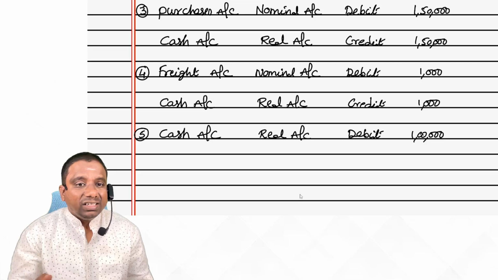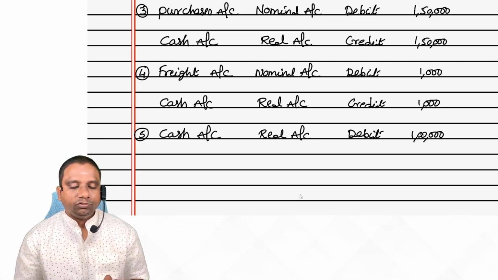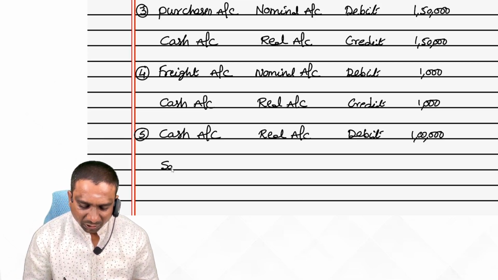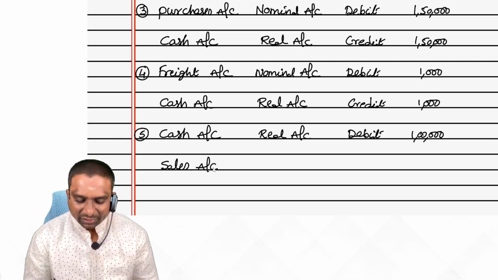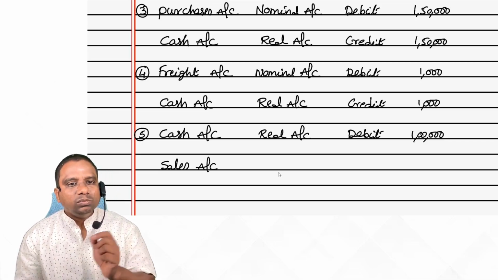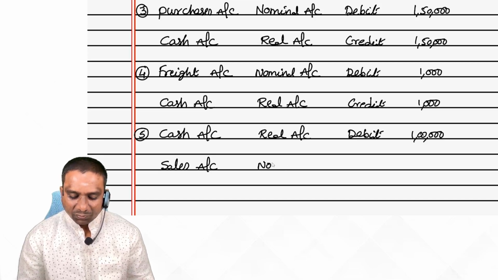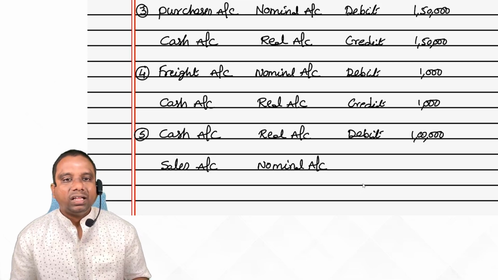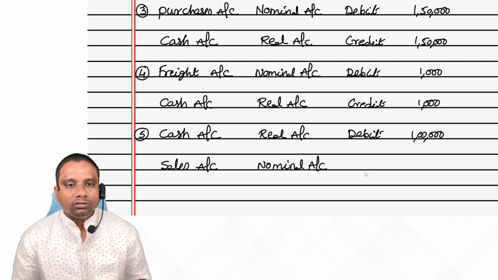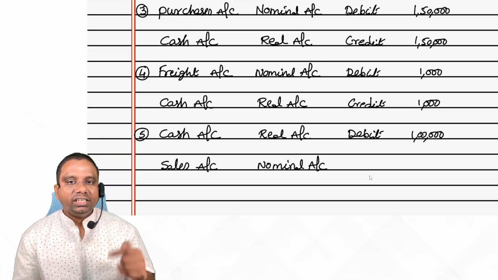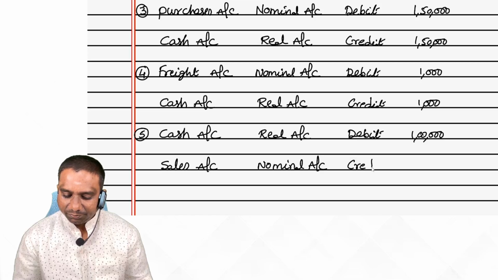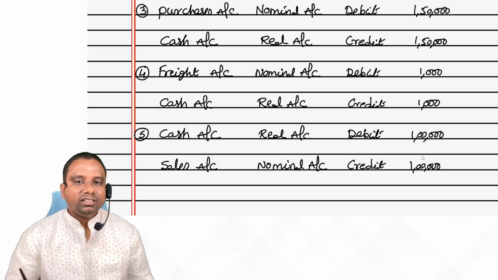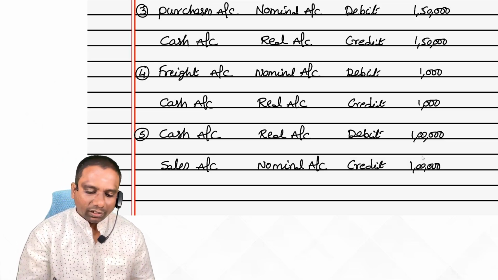Now what is the giving aspect? We are giving goods. That means sales, na? We are giving goods means it is sales, and sales is income for us. So income account, nominal account. Income account comes under nominal account. Yes or no, students? So nominal account rule: debit all expenses and losses, credit all incomes and gains. So it is credit. How much? 1 lakh. Is it clear, students? Like this, we have to analyze.